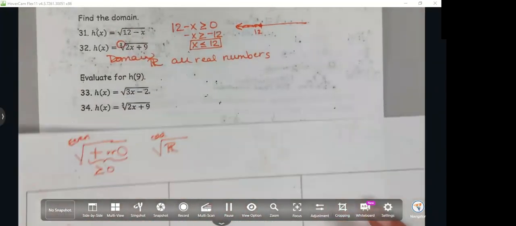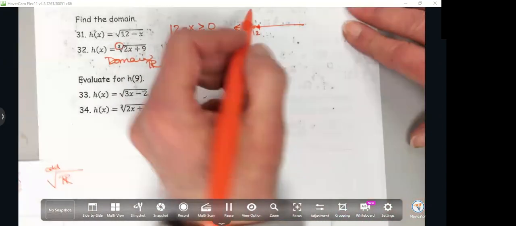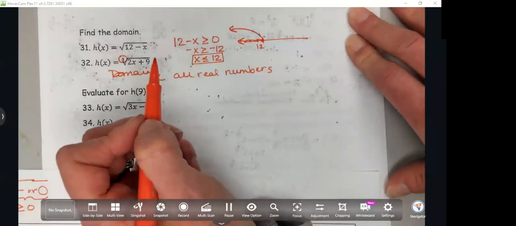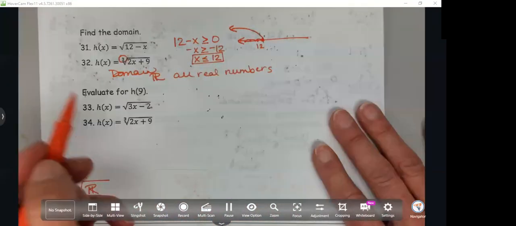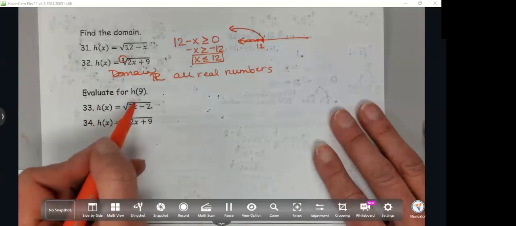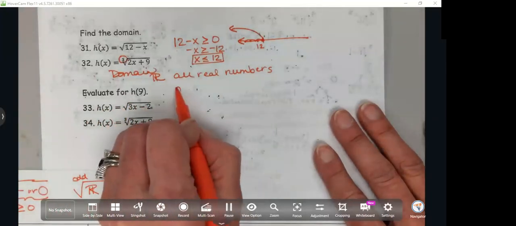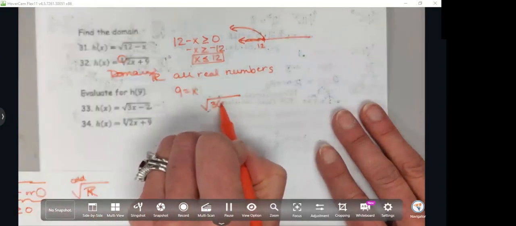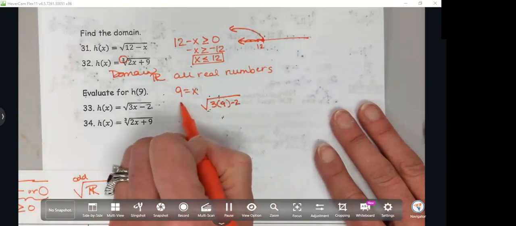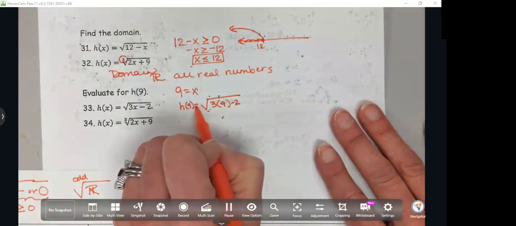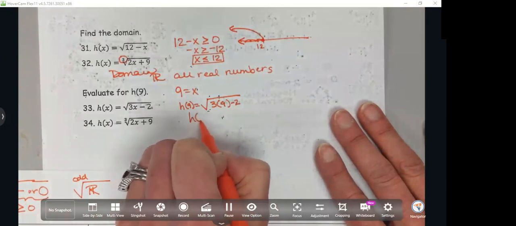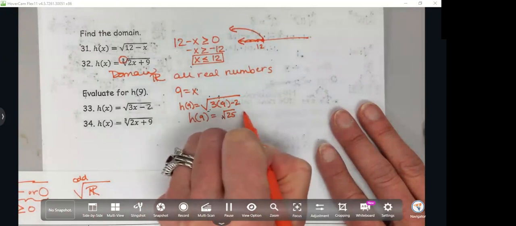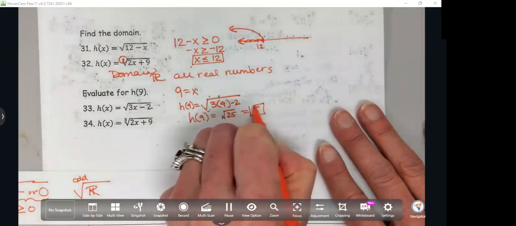All right. And for graphing purposes, your graph would look like that. Literally, if you go to Desmos and graph this equation, you'd see. All right. What about evaluating this for h of 9? You just plug in 9 equals x. So the square root of 3 times 9 minus 2, h of 9 would equal the square root of 25.